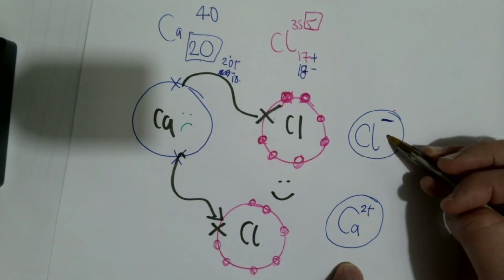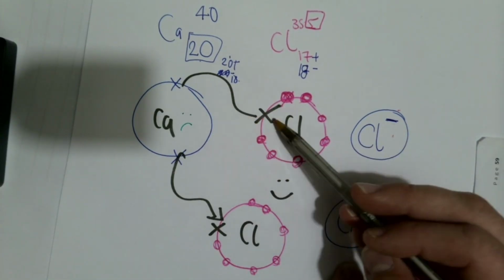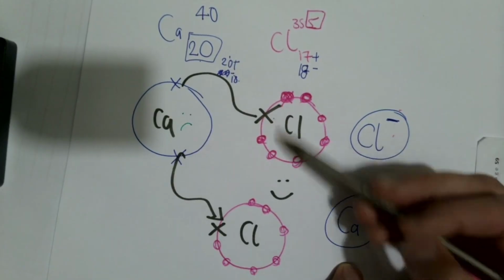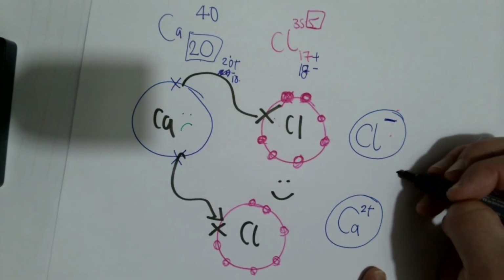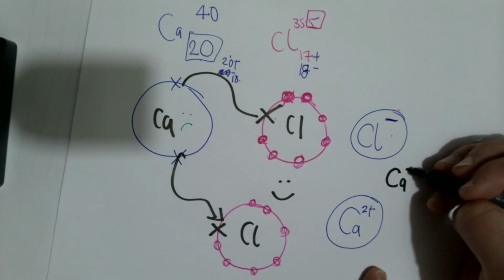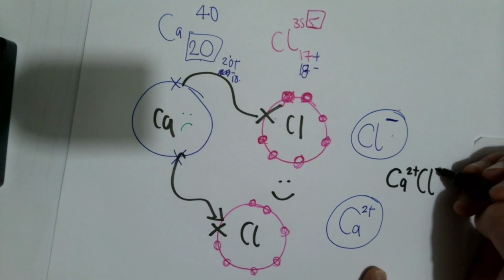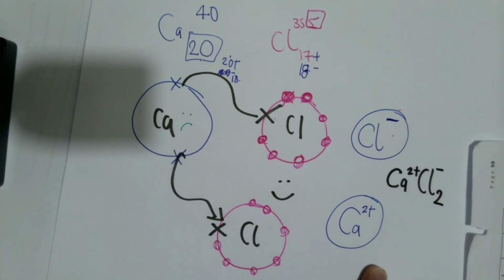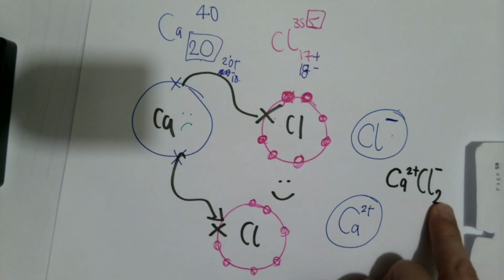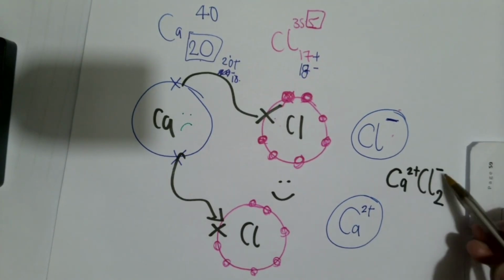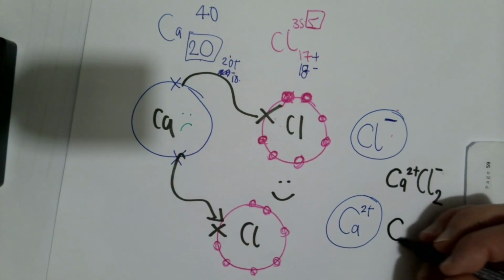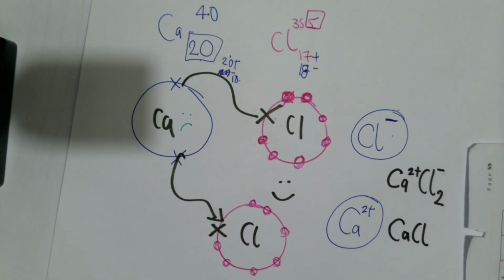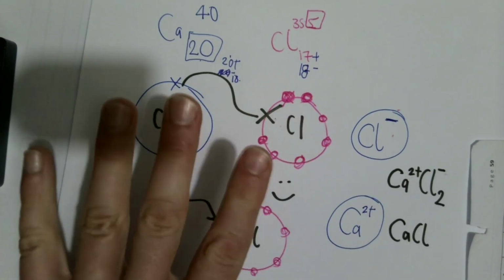Chlorine is negative, but it's only negative 1 because it only accepts 1. But there are 2 of them. So the formula would be Ca 2 plus, Cl minus, but there are 2 of them. That's called the ionic formula. And the charge balances each other out. So inevitably, when it's bonded together, it's simply CaCl2, calcium chloride. That's ionic bonding. That's higher level.